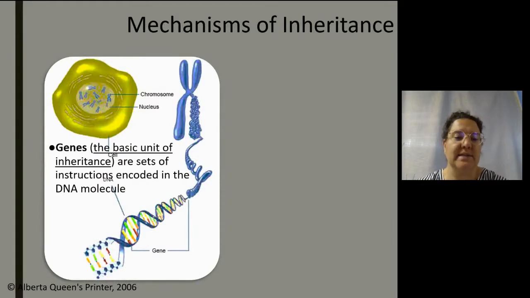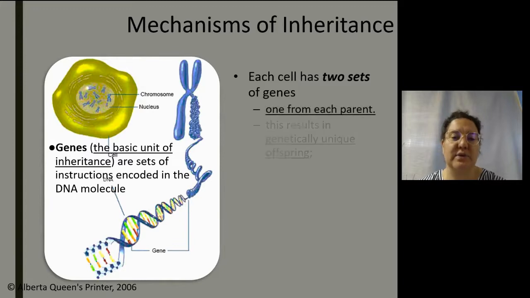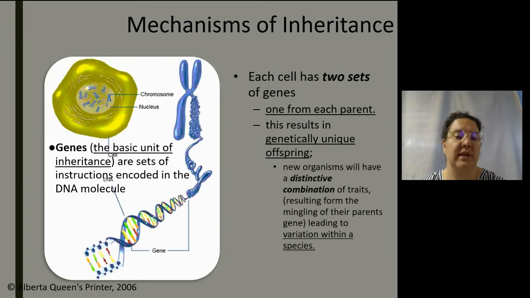So, when we're looking at inheritance, the basic unit for inheritance is your gene. Now, this is instructions encoded along the DNA molecule. And every cell has two sets of genes, one from each parent, the father and the mother. And so this results in offspring that are even genetically unique from their parents. The new organism is going to have a distinctive combination of traits resulting from the mingling of their parents' genes, and every offspring often will have a different combination from previous offspring because of the laws of cell division and independent assortment. So this gives a lot of variety into populations that use sexual reproduction as their reproduction of choice.